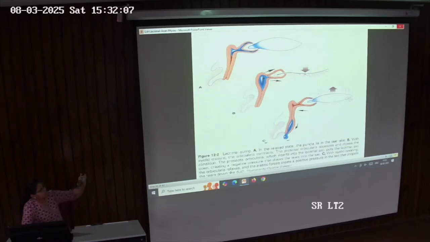lacrimal sac. When we close the lid, as you can see in the static picture, negative pressure is created in the canaliculi and sac, and all the fluid comes into the sac. After that, when we open the lid, the orbicularis oculi muscles relax and positive pressure is created in the lacrimal sac, and all the fluid passes out through the nasolacrimal duct. So this is the mechanism of the lacrimal pump.